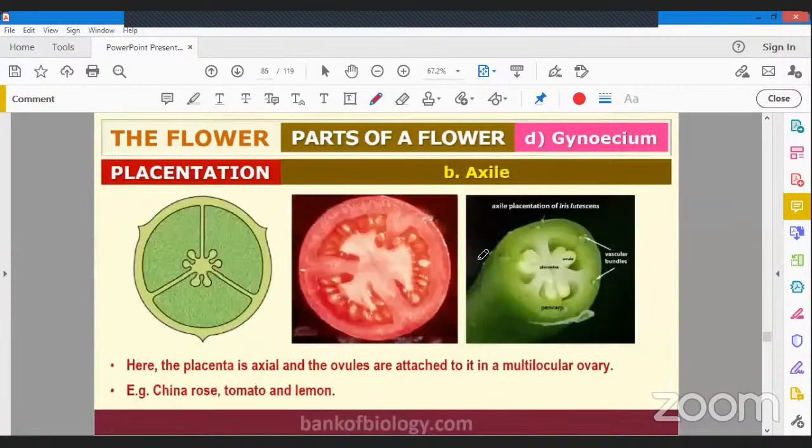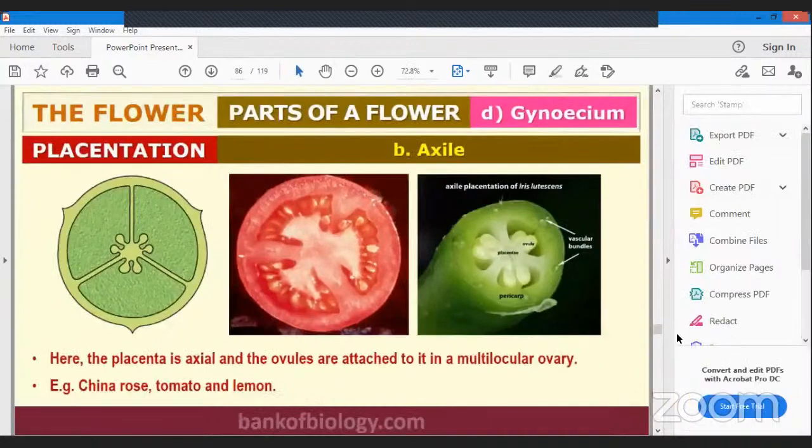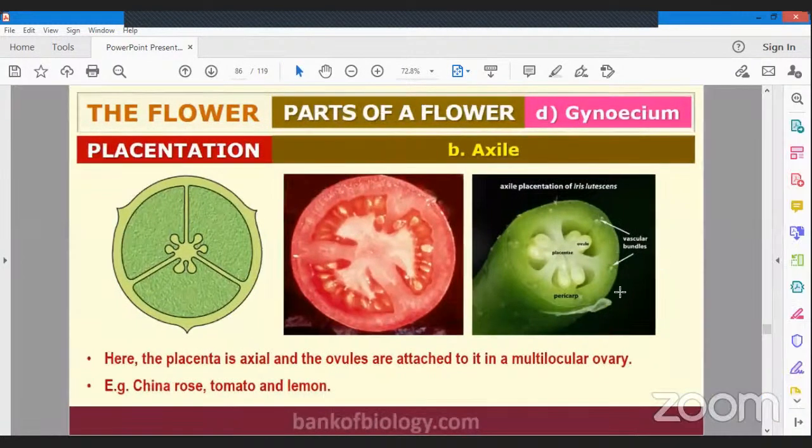Done. Then axial placentation. What is axial placentation? Here, the placenta is axial and ovules are borne on it in a multilocular ovary. So this is called axial placentation. Example, China rose, tomato, and lemon. Okay, axial placentation. So take it down.